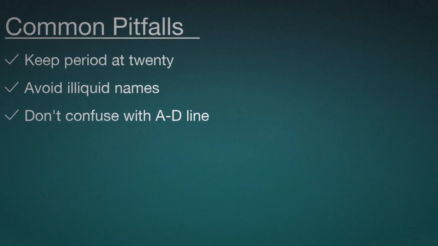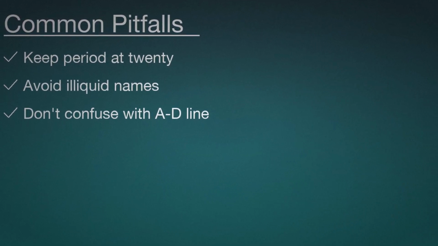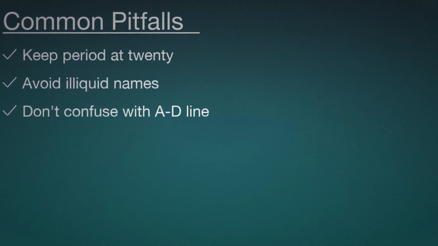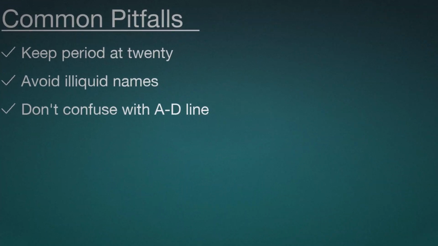CMF is bounded and mean reverting around zero. The AD line is cumulative and trends with price. Mixing their signal logic will get you chopped up.